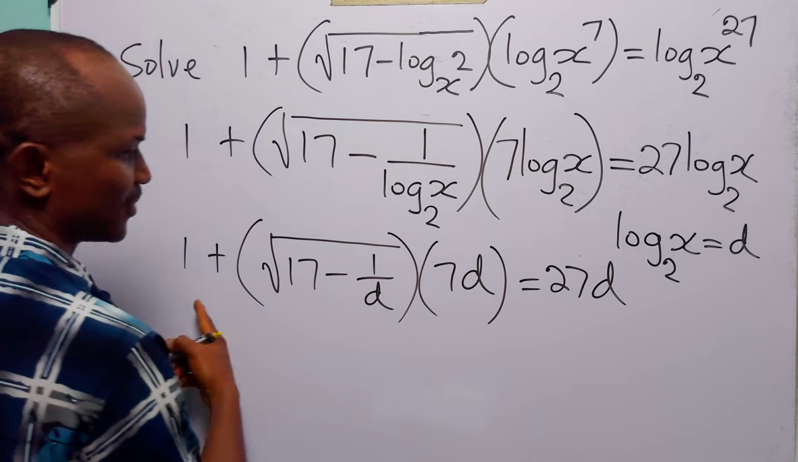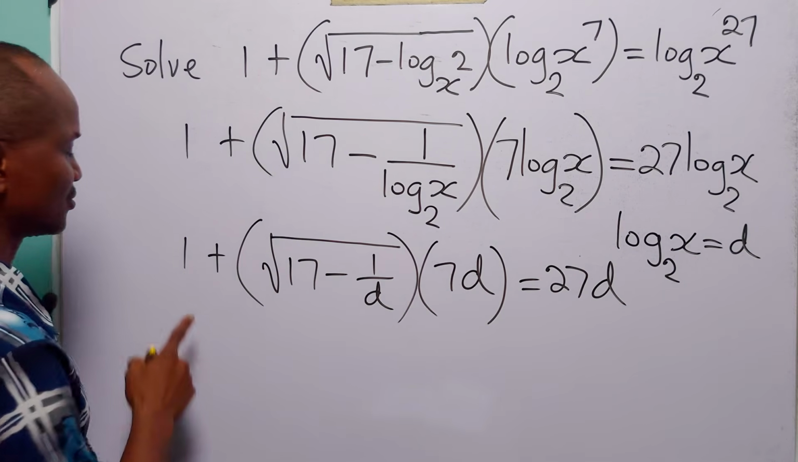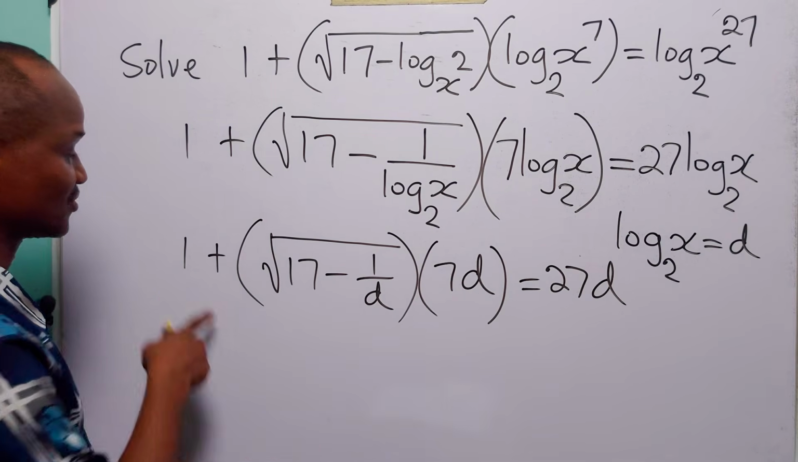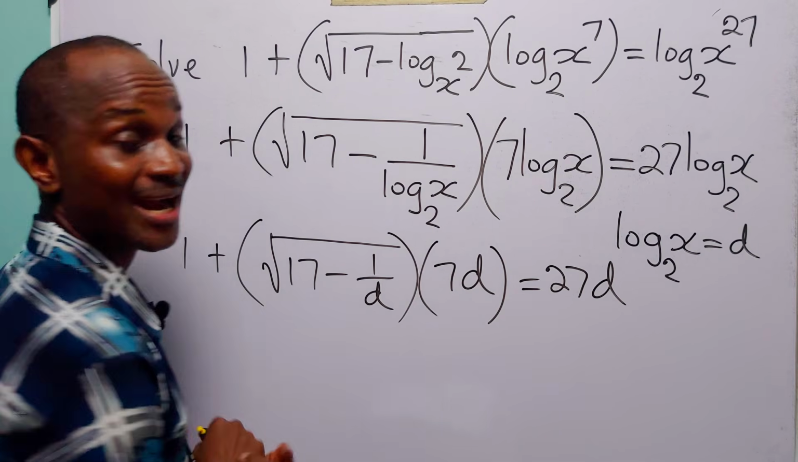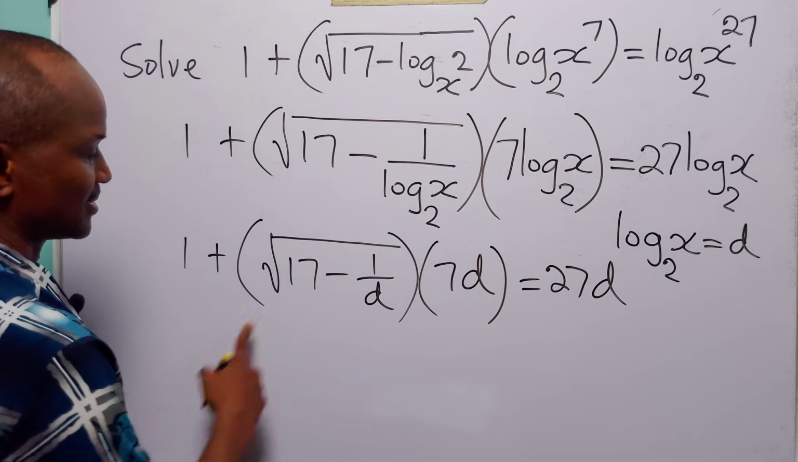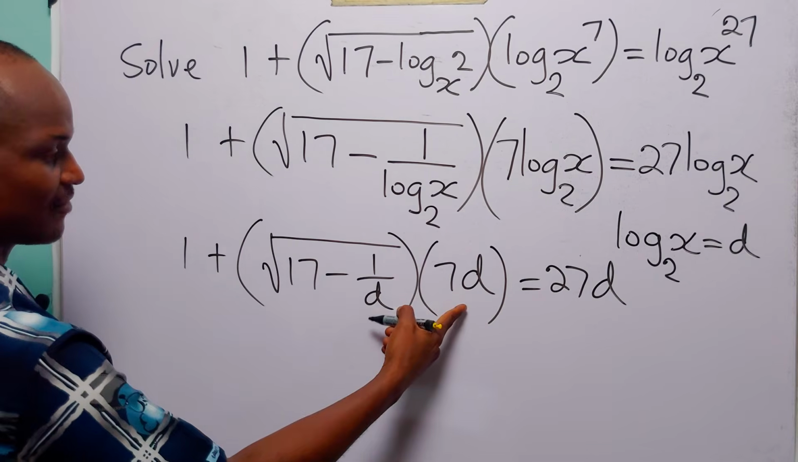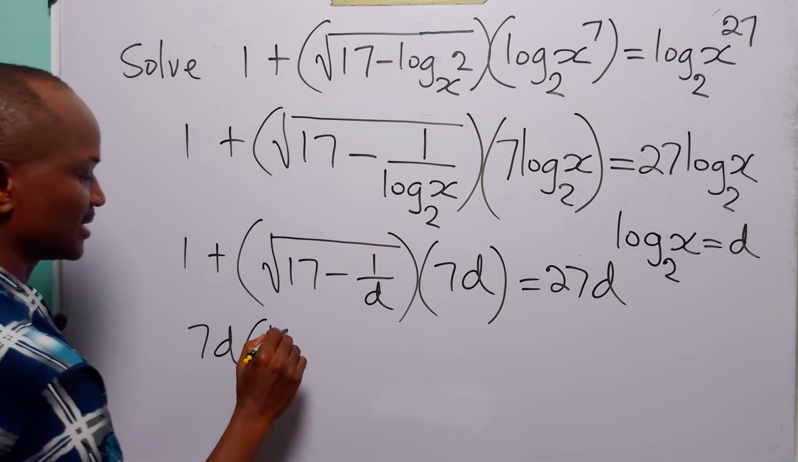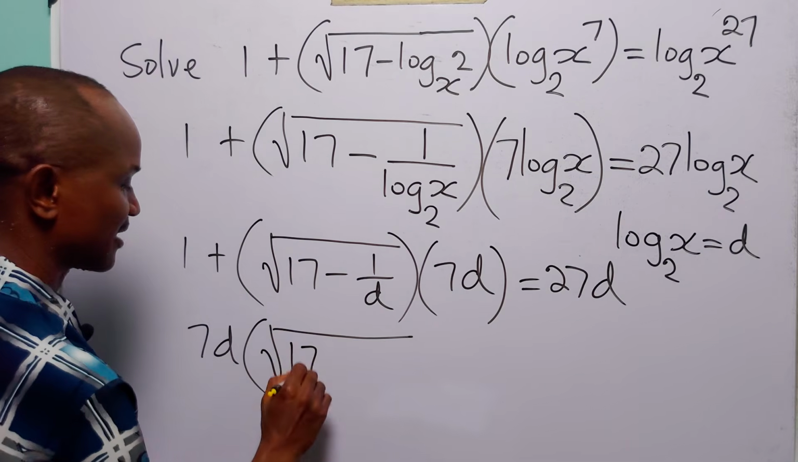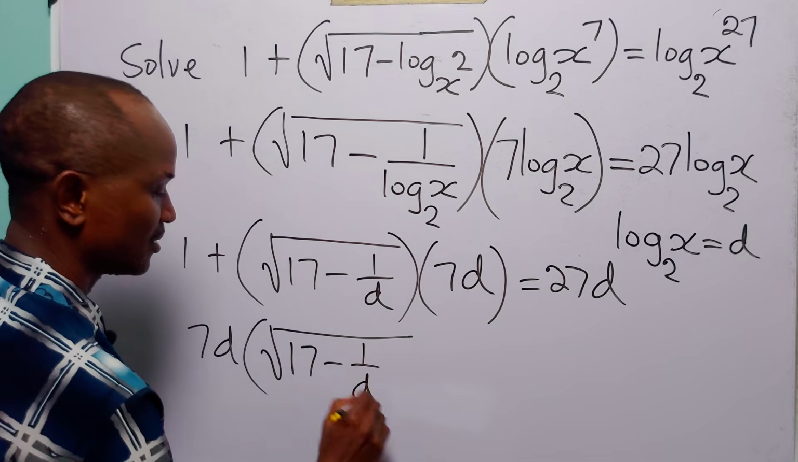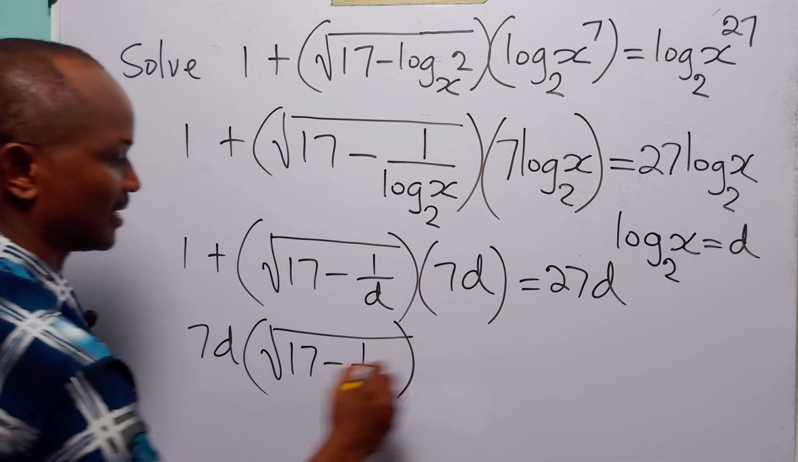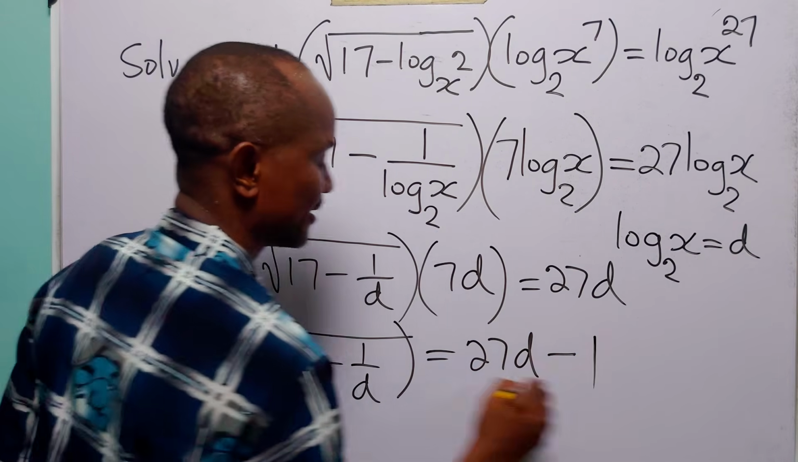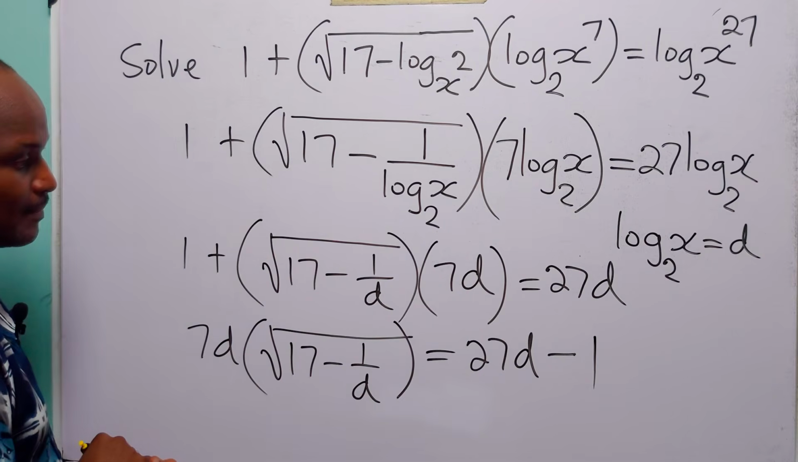Now to solve this equation, the very first thing we are going to do is to subtract 1 from both sides of the equation. That is to take 1 over to the right hand side. When we do that, on the left hand side, we are left with 7d times the square root of 17 minus 1 over d. And this is equal to 27d minus 1.